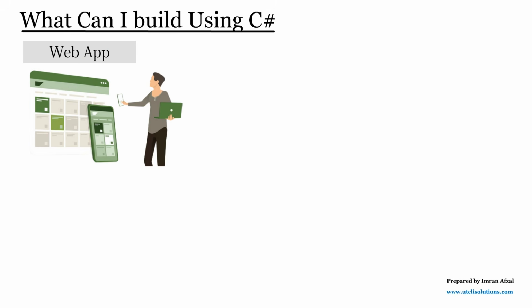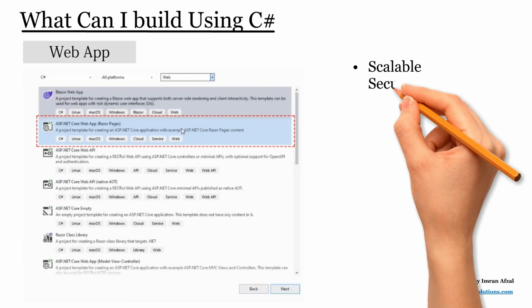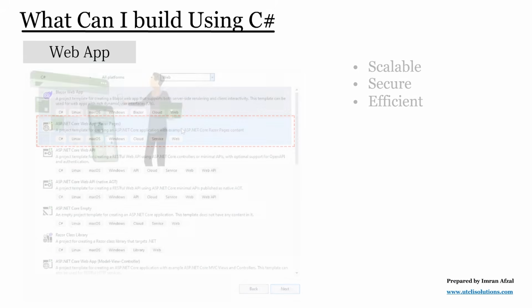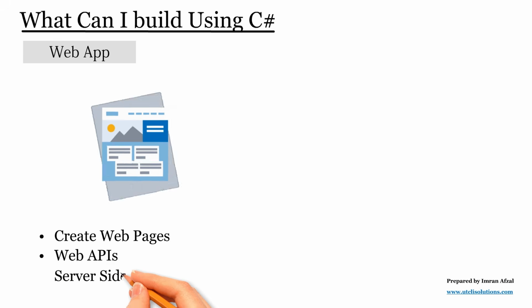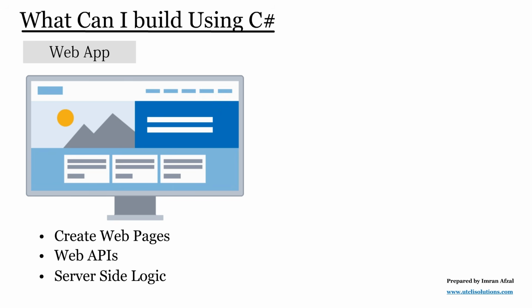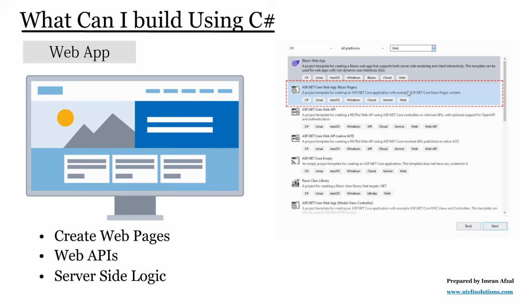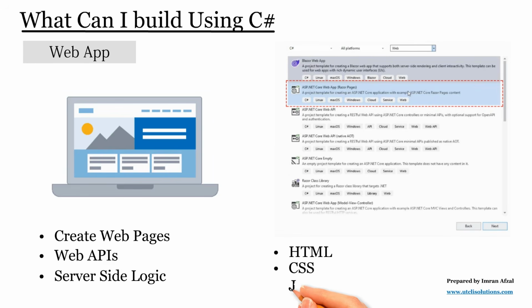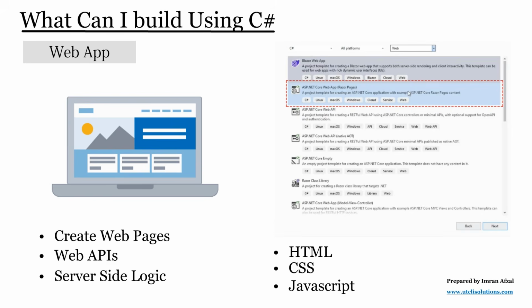C Sharp is widely used for developing dynamic web applications and web services with ASP.NET. ASP.NET provides a robust framework for building web applications that are scalable, secure, and efficient. We can create interactive web pages, web APIs, and server side logic to handle requests and process the data. ASP.NET also supports various web technologies like HTML, CSS, and JavaScript, enabling the development of modern and responsive web experiences.